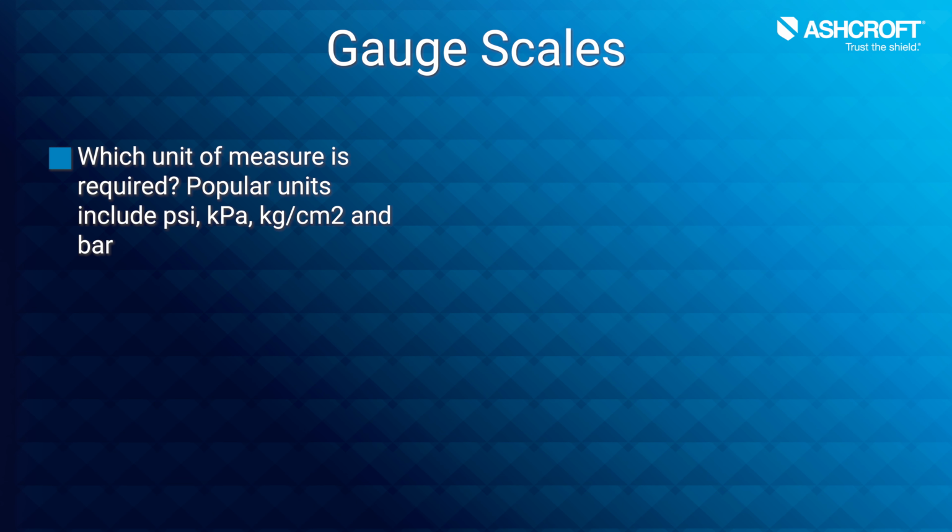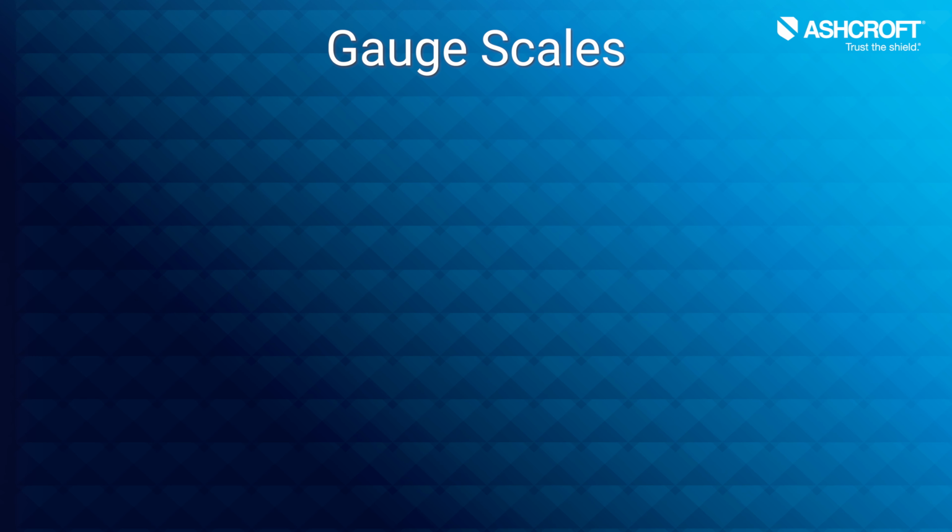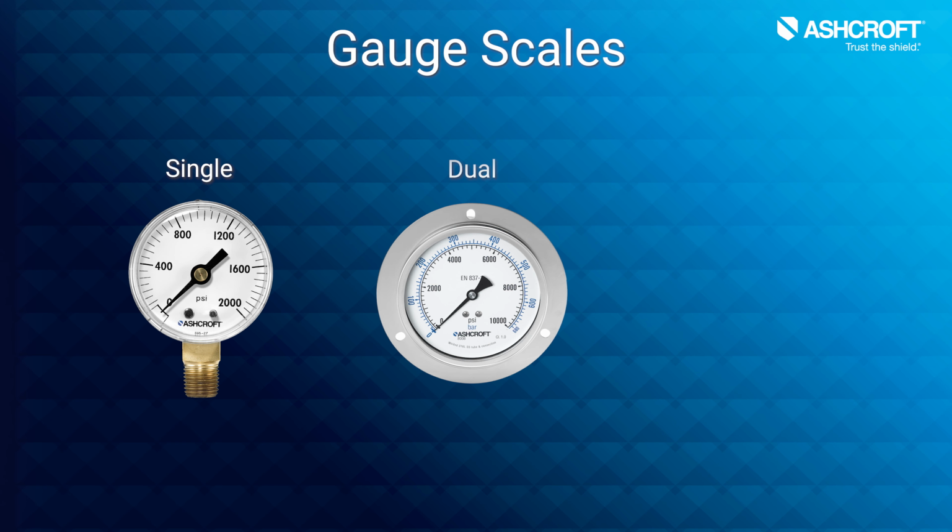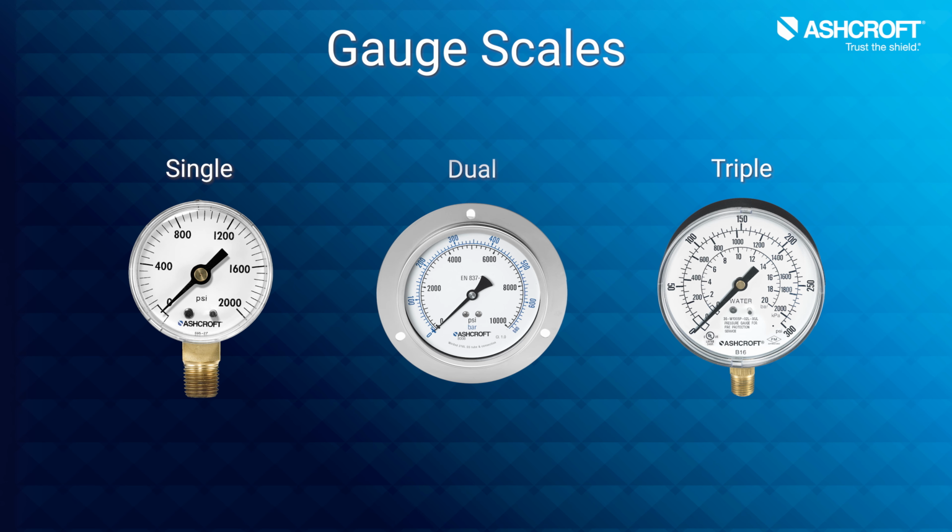Which unit of measure is required? In the US, a pound of force per square inch, or PSI, is common. Other popular units include kPa, kg per centimeter squared, and bar. How many units of measure are needed? If your application requires a dial with multiple units of measure, you can select a single, dual, or triple scale option. You've now learned the best practices for selecting the proper pressure gauge range.